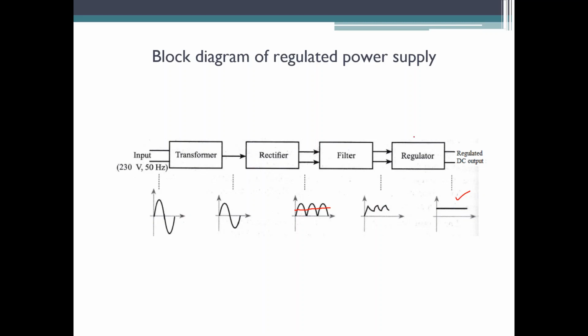And it has to make sure that no matter what changes happen in the input, or in the load, or in the working or operating conditions, this regulator should be able to give a very smooth regulated DC output. That is the function of your regulator.